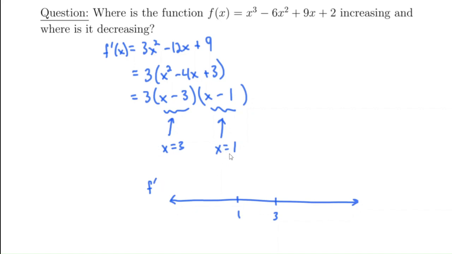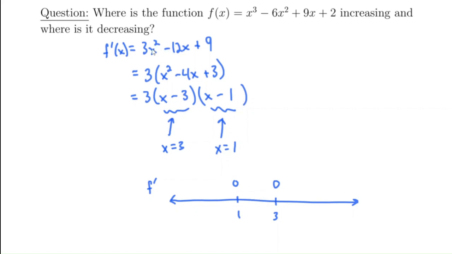Well, we notice that at 1, f prime is 0. So I'm going to put a little 0 there. And then at 3, f prime is 0 as well. So in other words, f prime of 1 is equal to 0. f prime of 3 is equal to 0. What about if we took a number between 1 and 3? So maybe like 2 or 2.5. Just pick any number that's between 1 and 3. Is f prime going to be positive or negative?